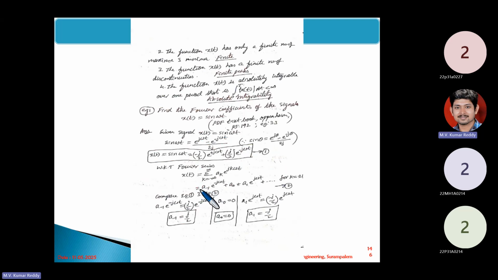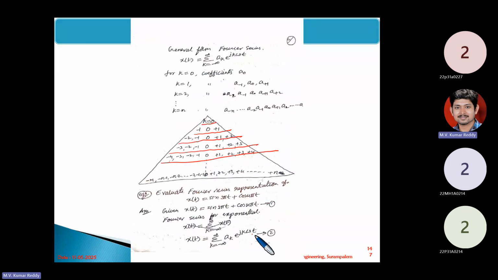For sin omega t, write the formula and find it. This is the main standard equation for Fourier series. Compare these coefficients with these coefficients. On comparison, you will get the values. Here k is equal to 1, so minus 1, 0, plus 1. If k is equal to 2, minus 2, minus 1, 0, 1, 2. These are the important models.